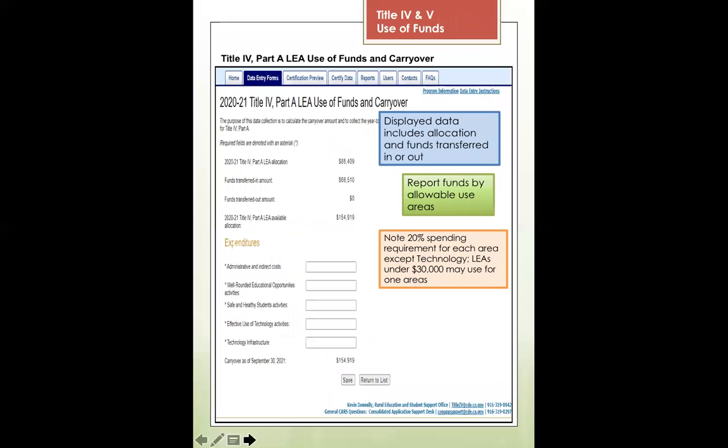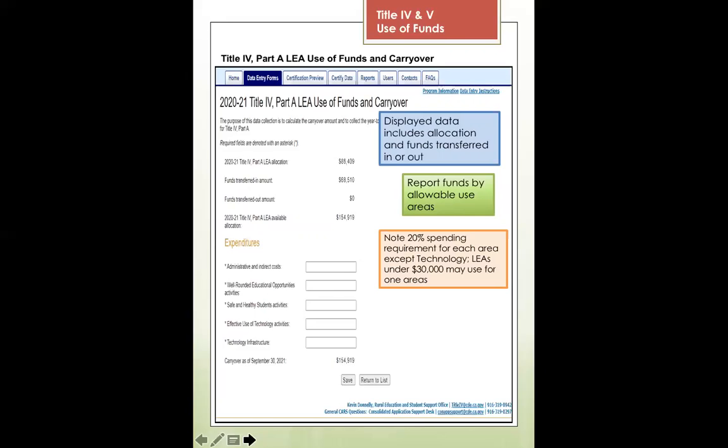So Title IV, we haven't seen a lot of Title IV before in the application. So this is 2021, and you'll see it looks different from the other data collections, because first it includes transfers in and out. Okay, so you have Title IV, you can transfer funds into it from Title II or out of it to other programs. So there's two options for Title IV. And I believe there was a lot of transferring out of Title IV in the past few years. So you might see something show up there.